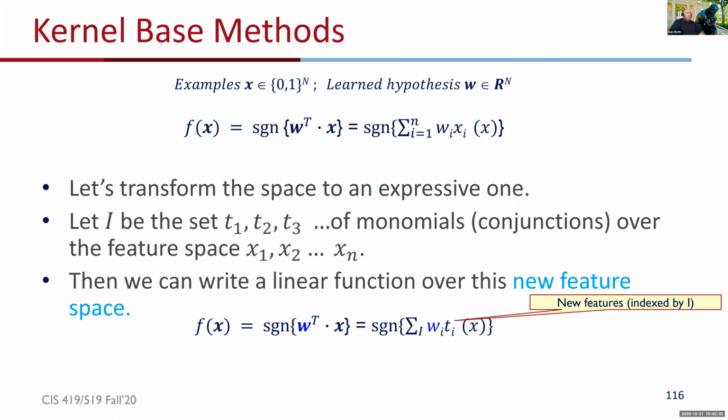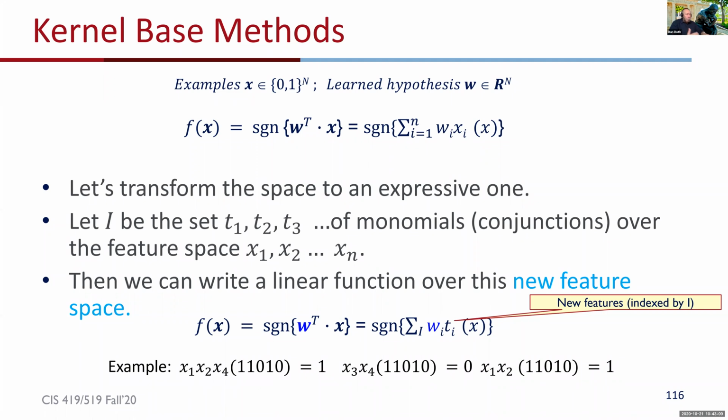Okay, so essentially what we are doing is we are transforming the feature space from the original one to an expressive one. In this example, I'm going to call my set of features T1 up to Tn. These are going to be monomials or conjunctions over the original feature space. And therefore, I'm going to write this dot product as a linear sum over this new feature space that I'm indexing with i.